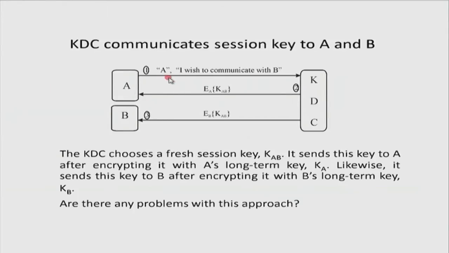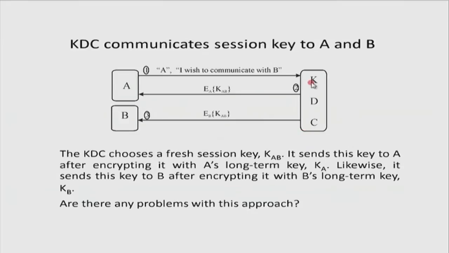So A says, I am A and I wish to communicate with party B. And then the KDC sends a session key to A encrypted with the long-term key that A shares with the KDC. So that A over here means encryption using a function of A's password. So both A and KDC can decrypt it. So KDC has encrypted a message and A can decrypt the message, and nobody else can read or understand that message because it requires knowledge of A's password.